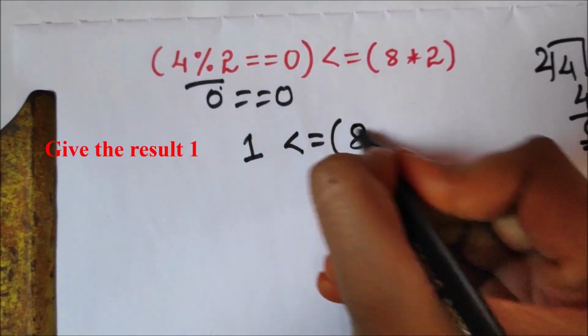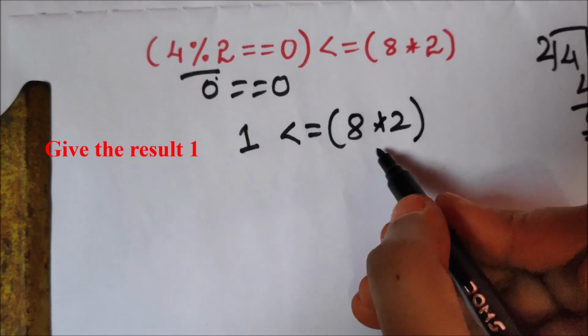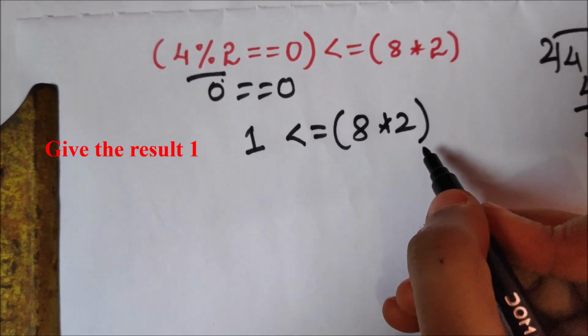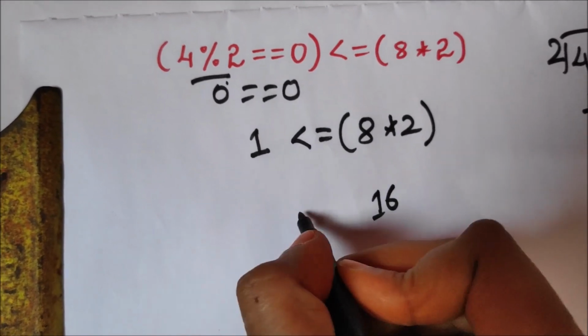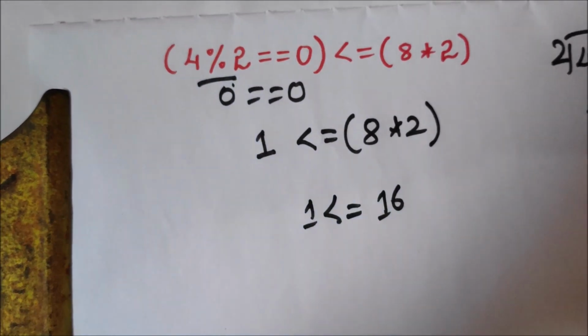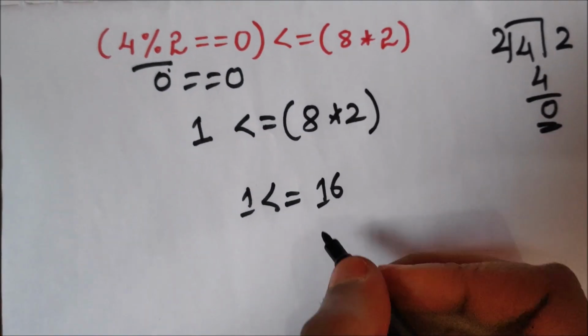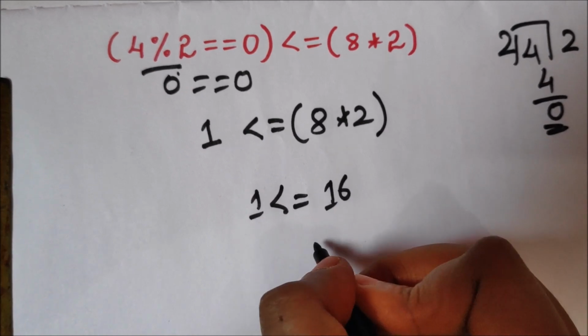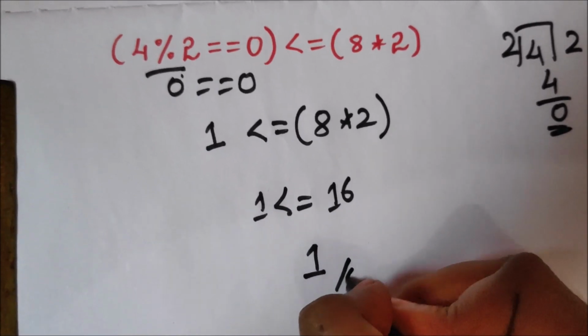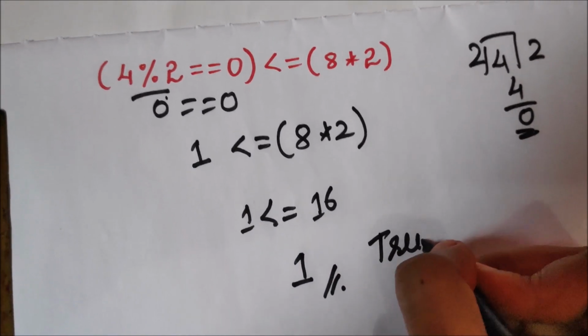Less than or equal to 8 into 2. Next, evaluate this parenthesis. 8 into 2, we know it is 16. So 1 less than or equal to 16. Yes, the condition is true. 1 is less than or equal to 16, so hence it returns 1, which is nothing but true.